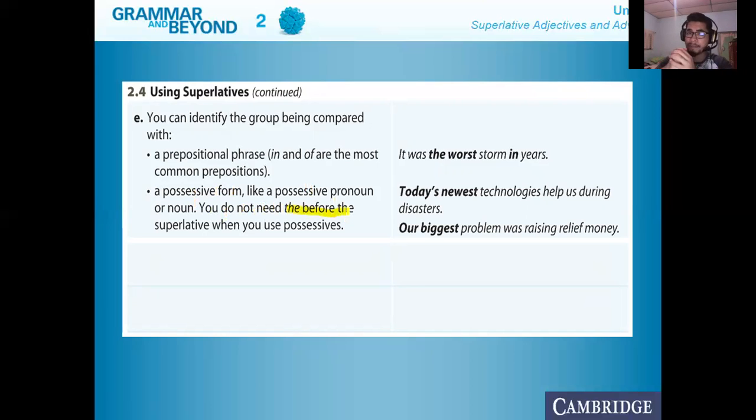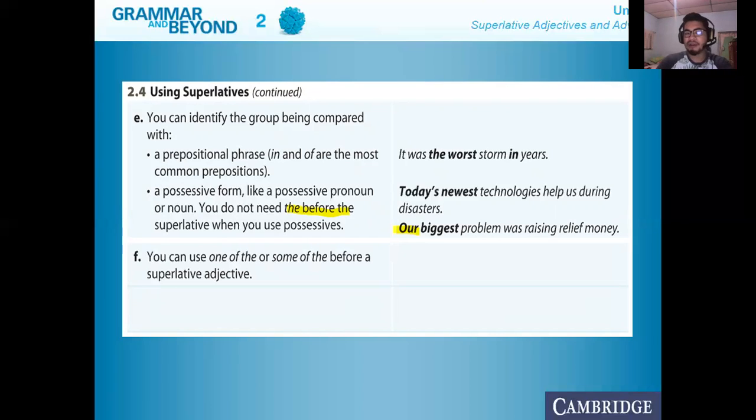That means that when you have a possessive pronoun, like our, my, your, etc., you don't need to add the word the. The word the is normally going to be used when you're comparing after the verb. But if you are giving a characteristic to something, therefore, you don't need to add the.